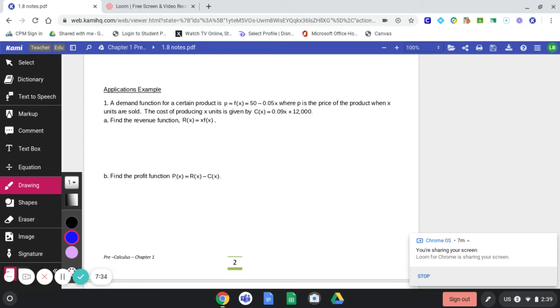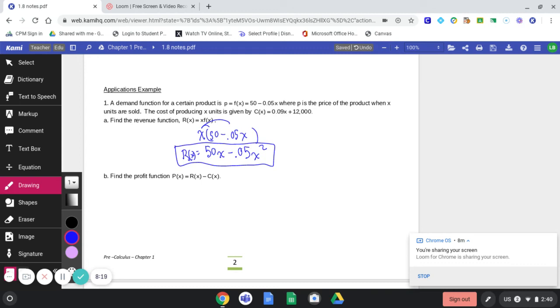We want to find the revenue. So even if you don't take a business course and you don't know what revenue or cost or profit or all of those are, you can still solve this because it's just saying find the revenue. The revenue is x times f of x. So we're doing x times the f of x that's given to us here, which is 50 minus 0.05x. So we just distribute our x inside and we get 50x minus 0.05x squared. And that is our revenue function. So as long as you're following the instructions, then you're good to go here.